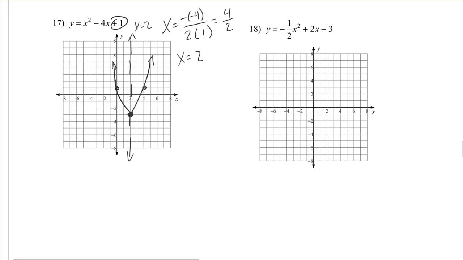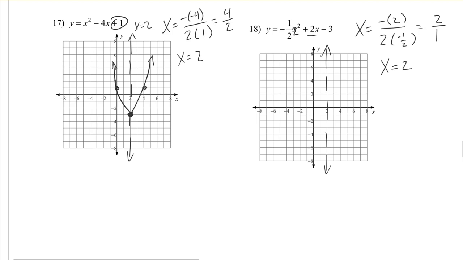18. X equals negative b over 2a. Our b value is 2. Our a value is negative 1/2. And 2 negative factors, so I know we're going to be positive. 2, half of 2 is 1. So that makes 2. X equals 2 is our axis of symmetry.